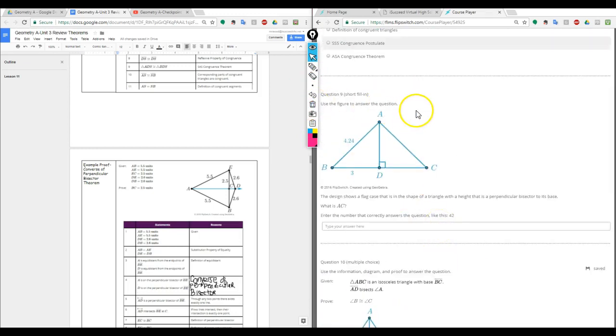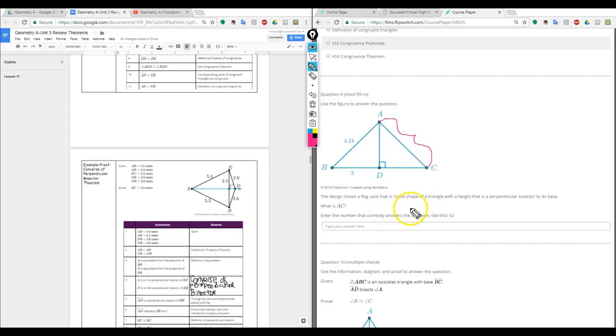Okay, question 9. Use the figure to answer the question. The design shows a flag case that is in the shape of a triangle with a height that is a perpendicular bisector to its base. What is AC? Okay, so the goal of this is to find this length AC.